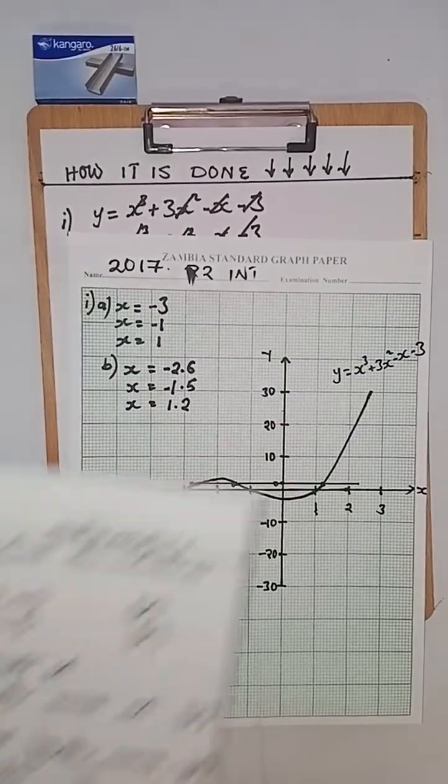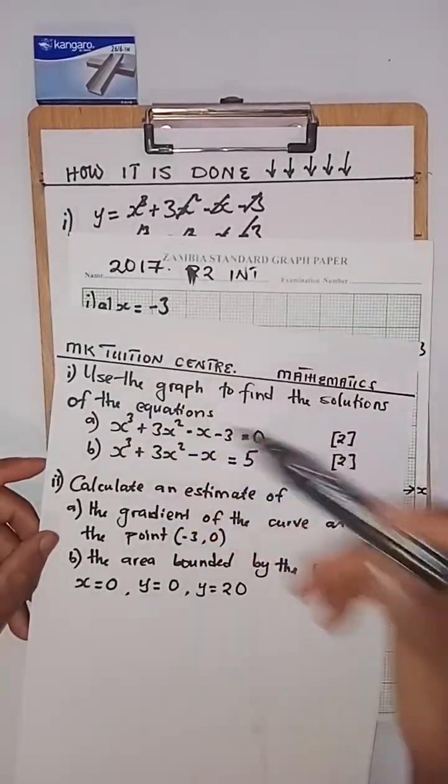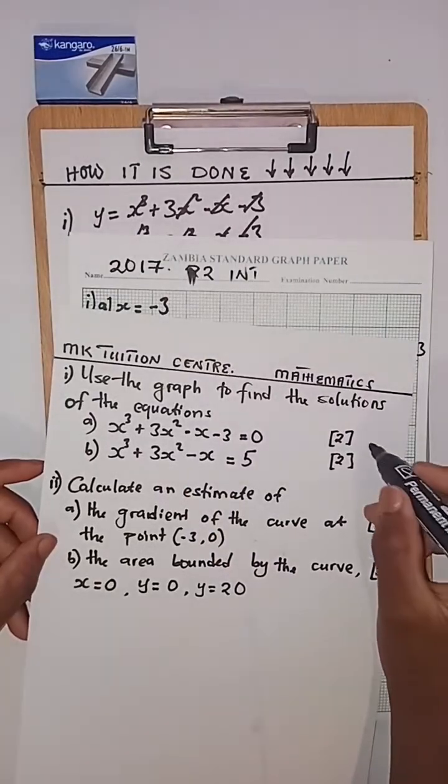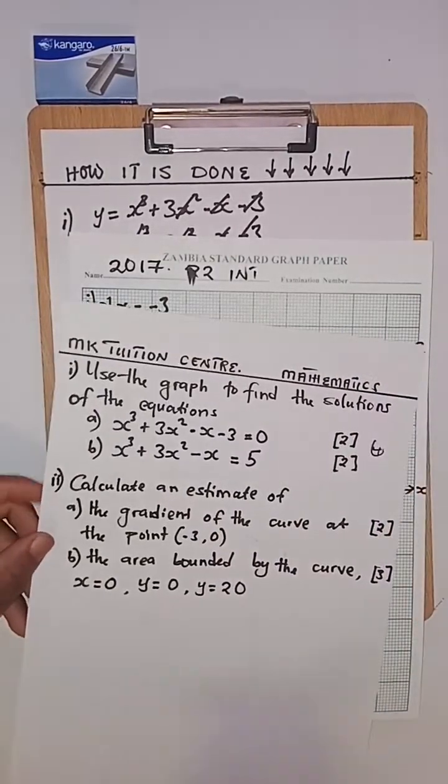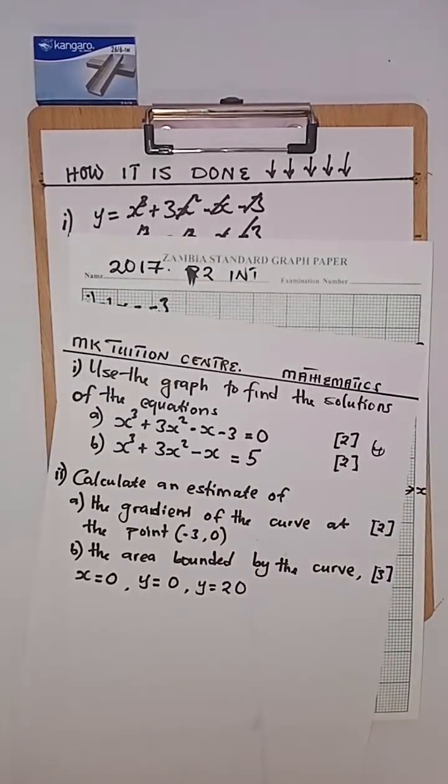So it actually means here we are done. For A and B we are done. So we have obtained 4 marks just for this work. Now let's go to the second one, which says we need to calculate an estimate. So here we are trying to estimate the gradient of the curve at the point negative 3, 0. So we need to ask ourselves, where is this point they're talking about? We are going to have our graph.